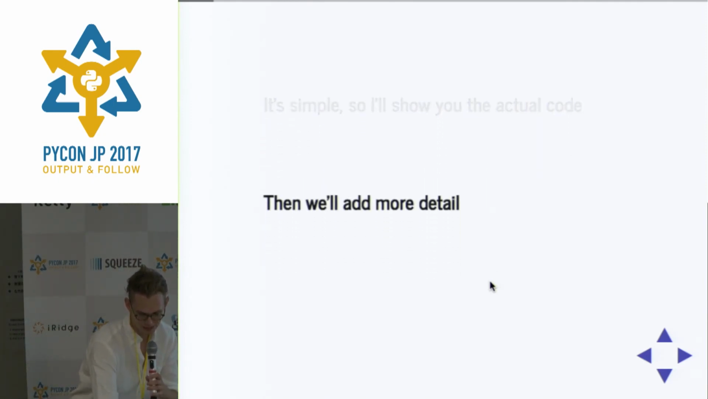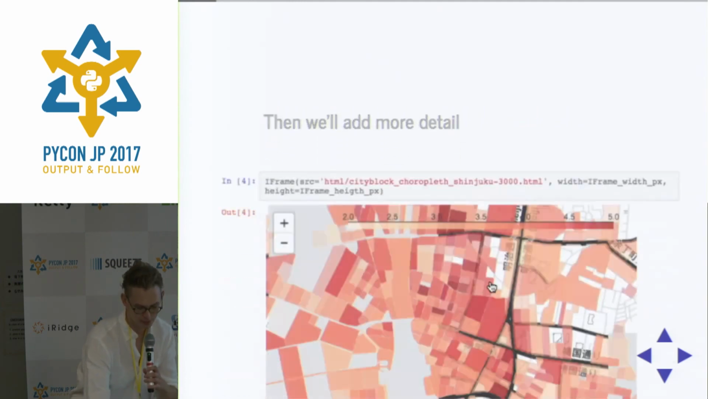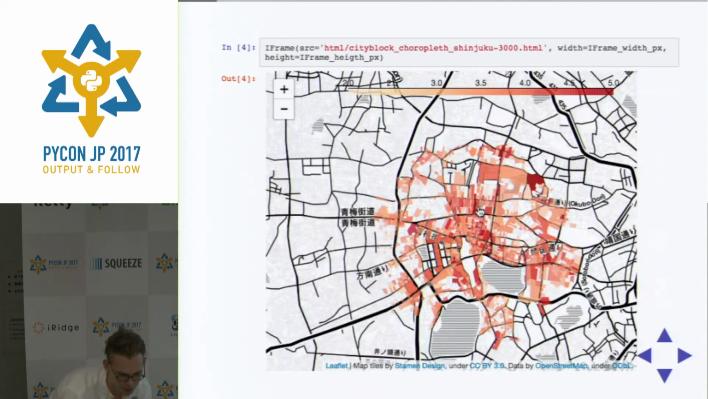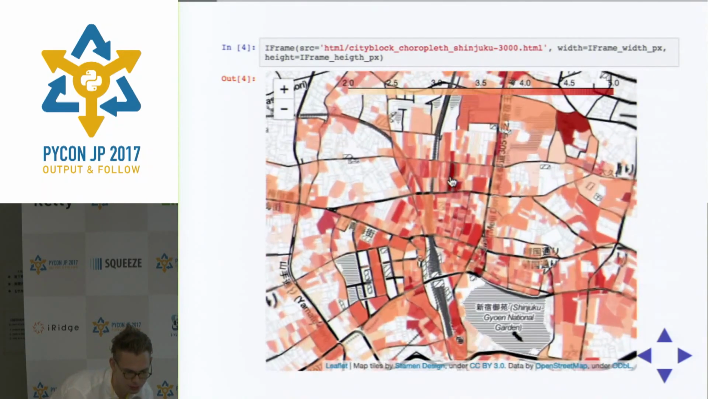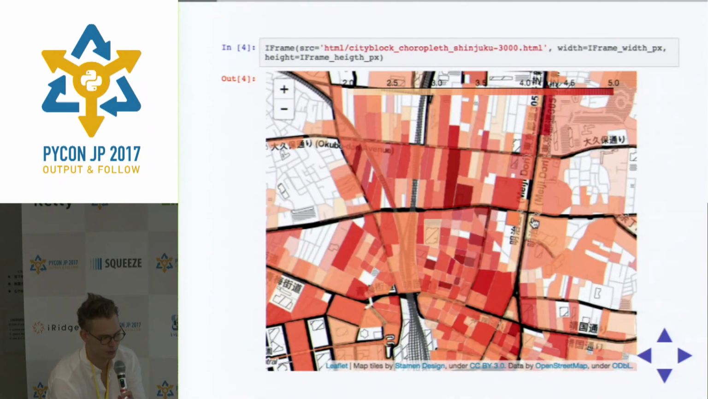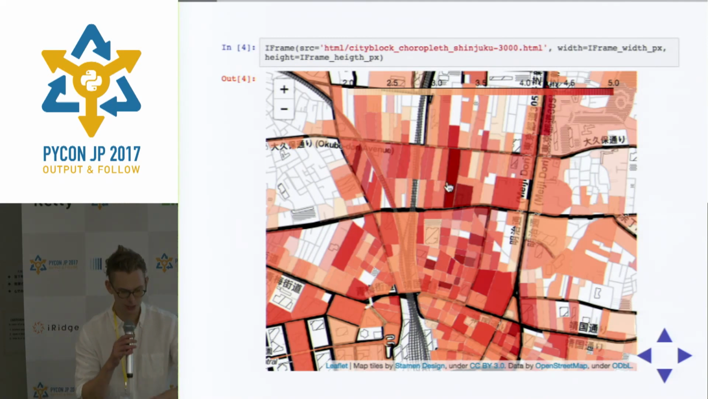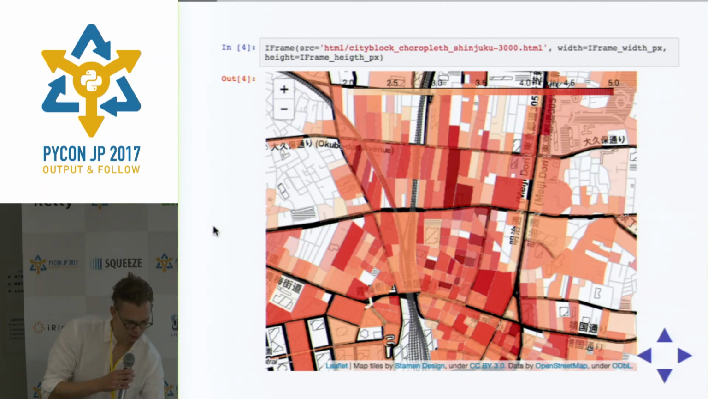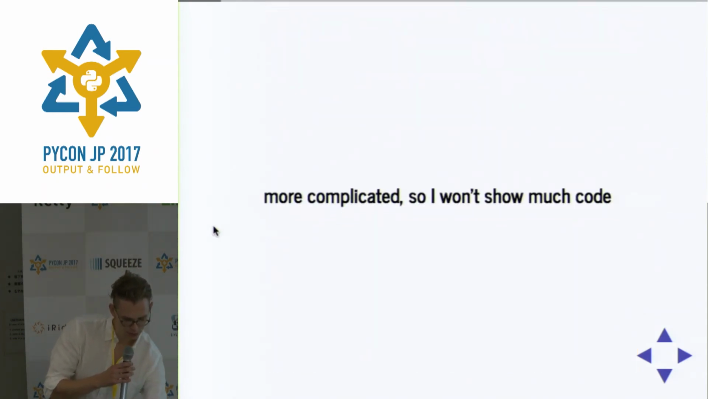So after that simple map, I'll show you how to make a much more detailed map. So this is a map of Shinjuku, and you can really see that we have much more detailed spatial resolution of this map. And I actually had to do some coding to get this.